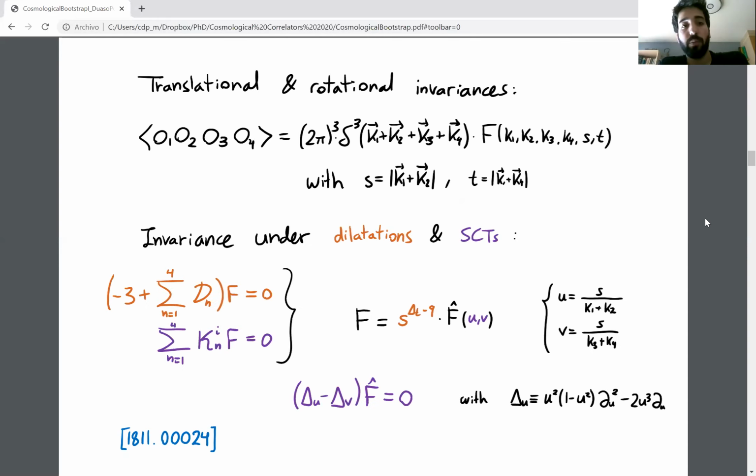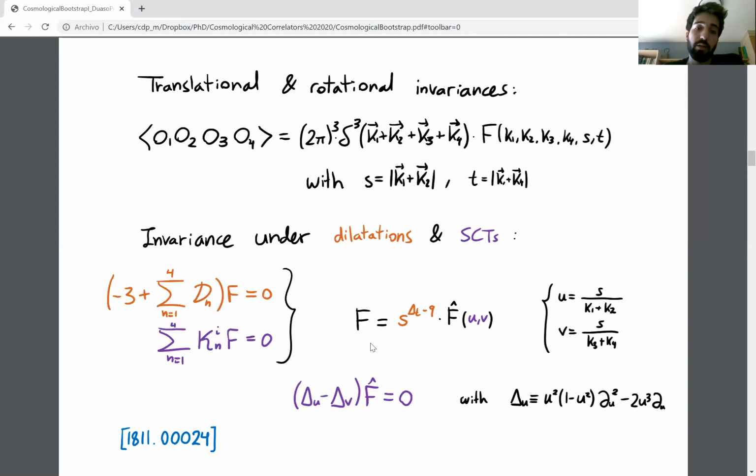Then we have to impose the invariance under the other conformal transformations, which are dilatations and special conformal transformations. And this gives rise to these two Ward identities, conformal Ward identities. The dilatation one is solved if we write this function f in this way. It's like the product of S, which is this momentum variable, to the power delta t minus 9, where delta t is the total conformal weight of all of these external fields, times a dimensionless function of u and v, where u and v are these variables that we define here.